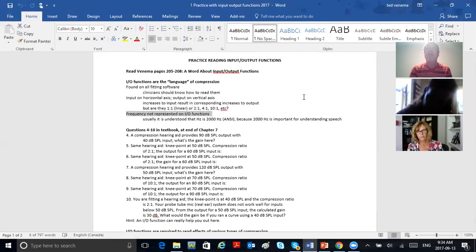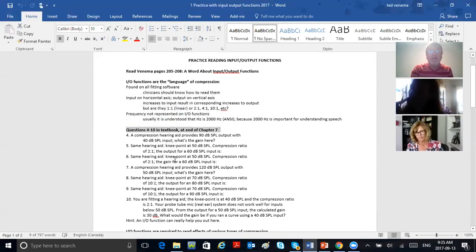The reason is that 2000 hertz is the frequency that's most useful for understanding what the words are. It's where vowels and consonants meet. If you take 500, 1000, 2000, and 4000, of Matthew, Mark, Luke, and John, it's Luke. It's 2000 hertz. That's the most vital. So that's why ANSI has specified that input-output functions represent what the hearing aid's doing at 2000 hertz. You can find input-output functions for other frequencies, but the default is 2000 hertz. Okay?